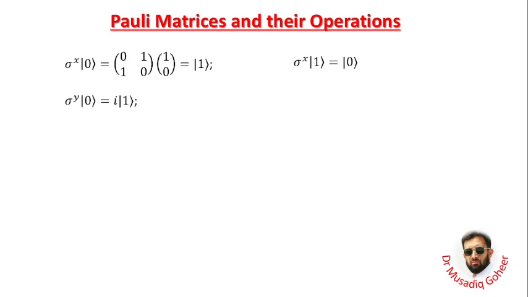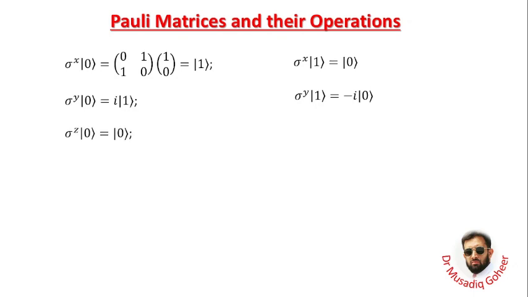In the same way, when we apply sigma y Pauli matrix on 0, it will give iota 1. And when we apply sigma y on 1, it will give minus iota 0. So this is basically also a bit flip, but it is also changing the phase of the qubit. So sigma y Pauli matrix is known as the bit phase flip Pauli matrix.